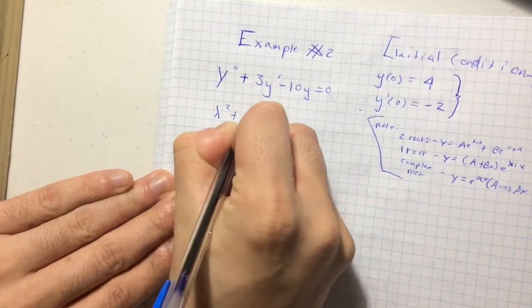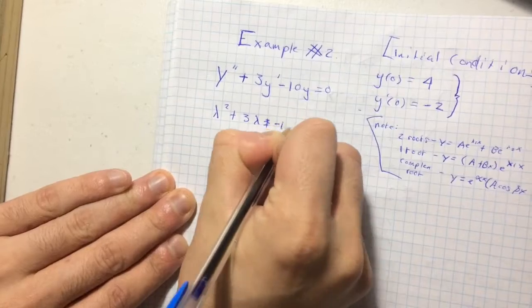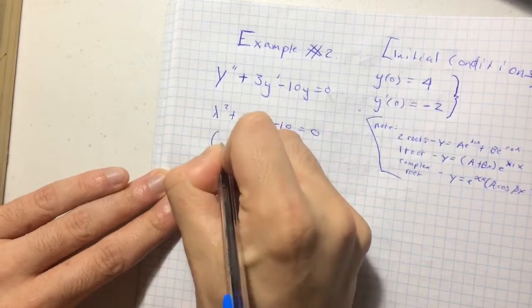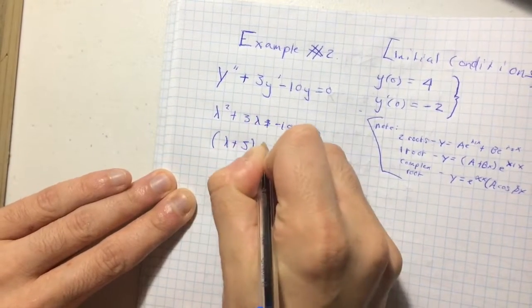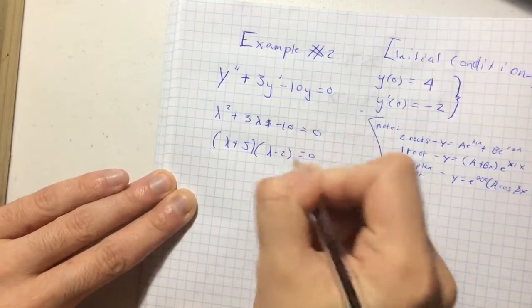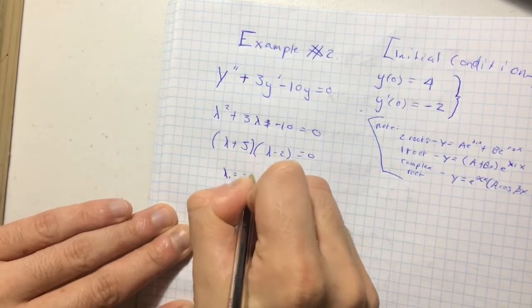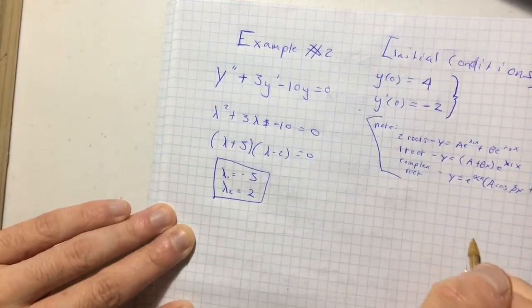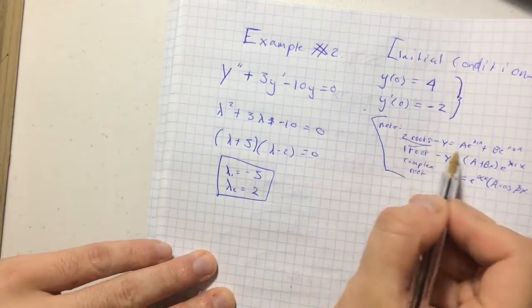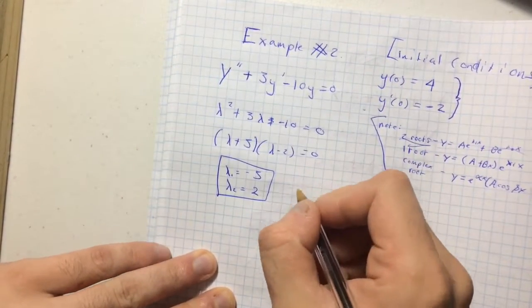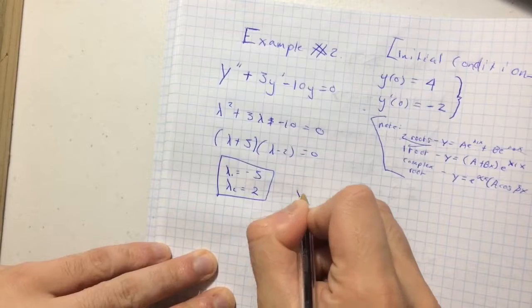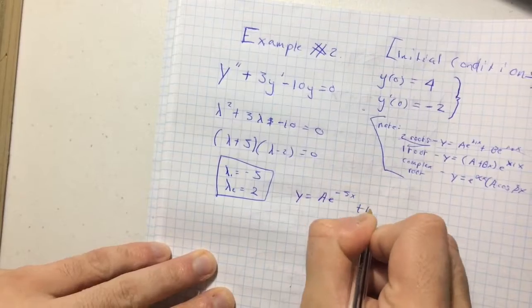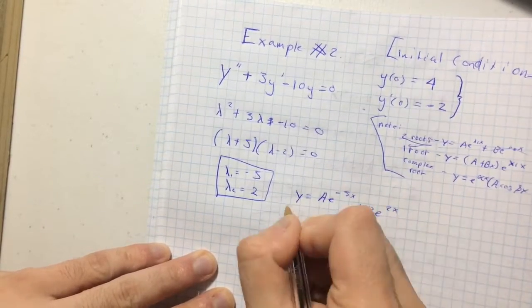So lambda squared plus 3 lambda minus 10 is equal to 0. This factorizes to lambda plus 5, lambda minus 2 is equal to 0. Lambda 1 equals minus 5, lambda 2 is equal to 2. We have two solutions of lambda, so because we have two roots, this is our solution. So y equals a e to the minus 5x plus b e to the 2x.